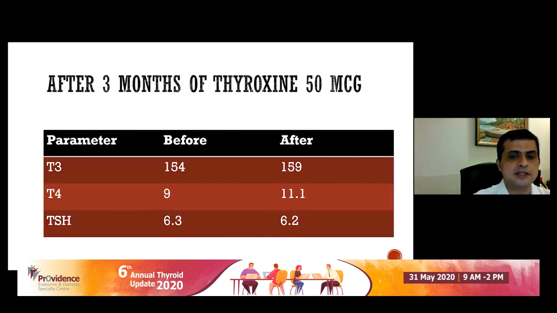Now, this is what happened to her after 3 months of thyroxine 50 micrograms. You will see that her T3, T4, and TSH have remained identical. In fact, you can see that the T4 has gone up on thyroxine, the T3 has not increased much, and the TSH has remained static.